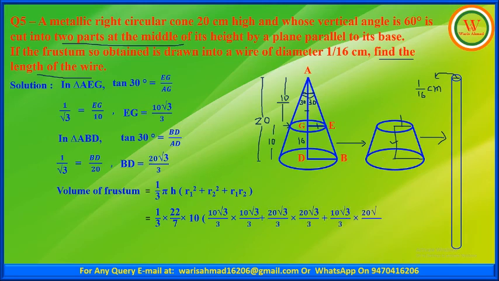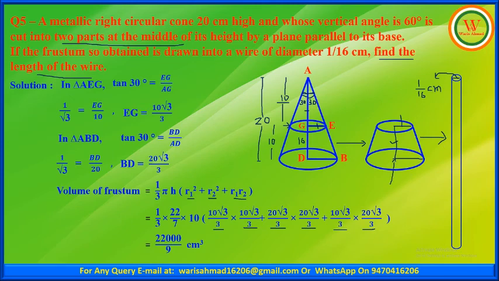10 root 3 upon 3. Since we are having r1 square, we can write here 10 root 3 upon 3 twice. For r2 square, the value of r2 is 20 root 3 upon 3, so we can write here 20 root 3 upon 3 twice. Then r1 into r2, we can write 10 root 3 upon 3 into 20 root 3 upon 3. After solving this, we will have 22,000 upon 9 centimeter cube. So this is the volume of this frustum.